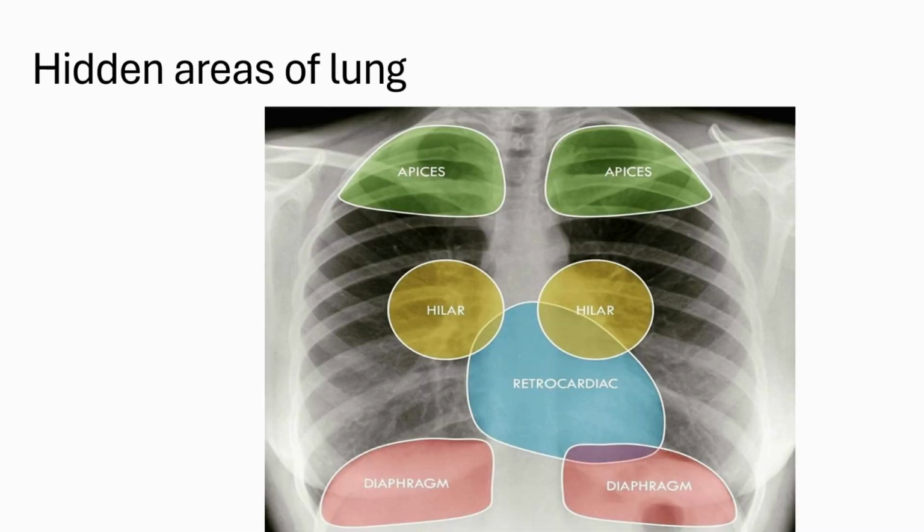Now the hidden areas of lung. There are certain hidden areas of lung that cannot be visualized in PA view. So this should be taken into consideration. That is the apical region, hilar, cardiac and diaphragm. In apical region, rib can obscure the lung pathology. In hilar region, vascular structures can obscure the pathology. In retrocardiac area, heart can obscure the pathology, and below the diaphragm the stomach, liver and spleen can obscure the lung pathology. So these are the hidden areas of lung.